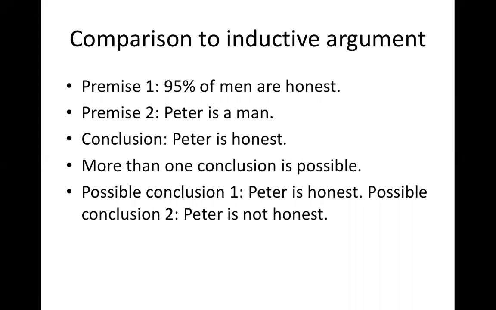So more than one conclusion is possible. In fact, you should have two possible conclusions. Possible conclusion one, Peter is honest. Possible conclusion two, Peter is not honest. This is how you identify an inductive argument. If you look at the argument and you realize that the conclusion doesn't follow with certainty, then it cannot be a deductive argument. It's an inductive argument.